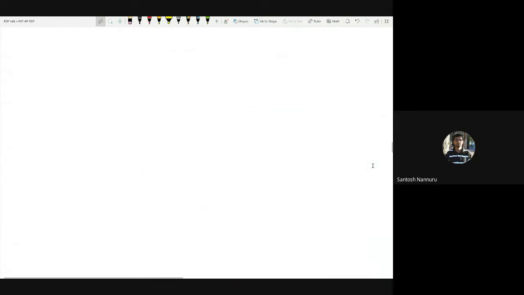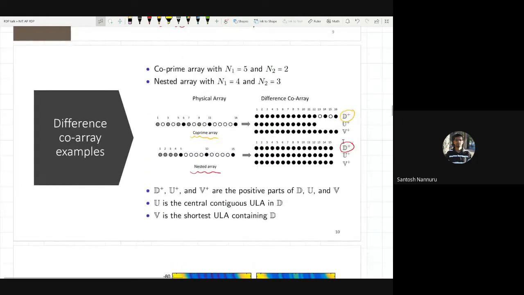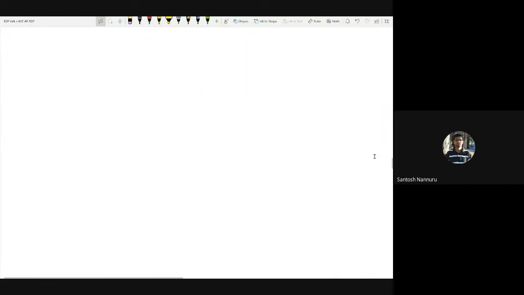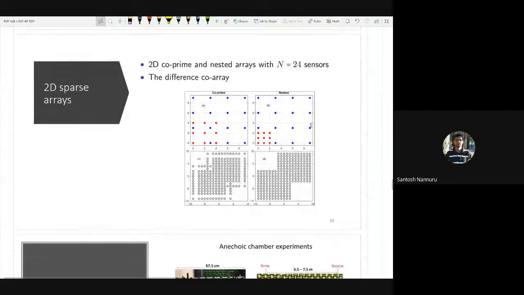So my 1D figure, if I go back to, yeah, this is my 1D physical array and the difference co-array. Same thing I'm showing for the 2D case here. The physical array is the top row and the difference co-array is the bottom row.